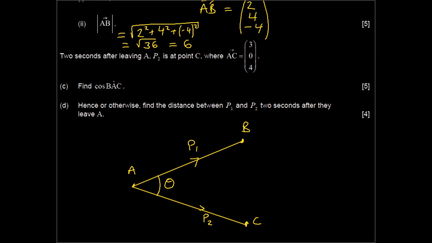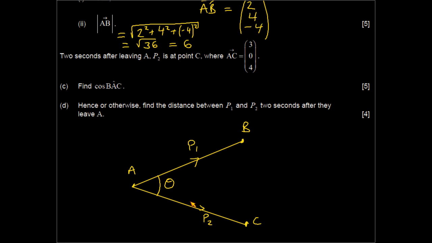So it's given us a little bit of a clue here because it's asked for the cosine of angle BAC. Again, there's a couple of ways we could do this. Since we could work out the length of this line, and this line, and this line, we could use the cosine rule. That would be one way. Alternatively, we could use the vectors for these two and do the dot product.